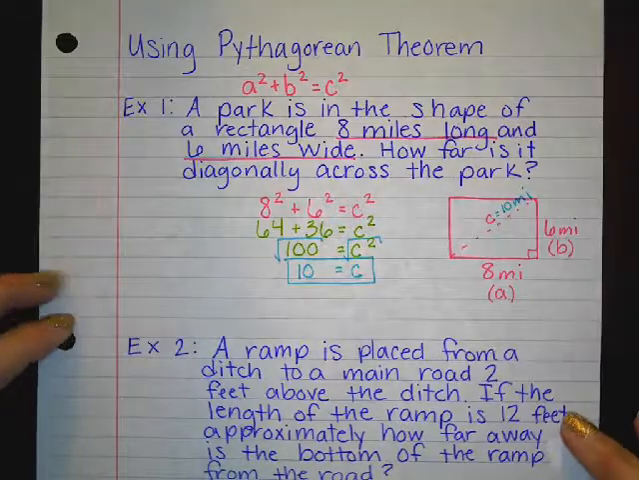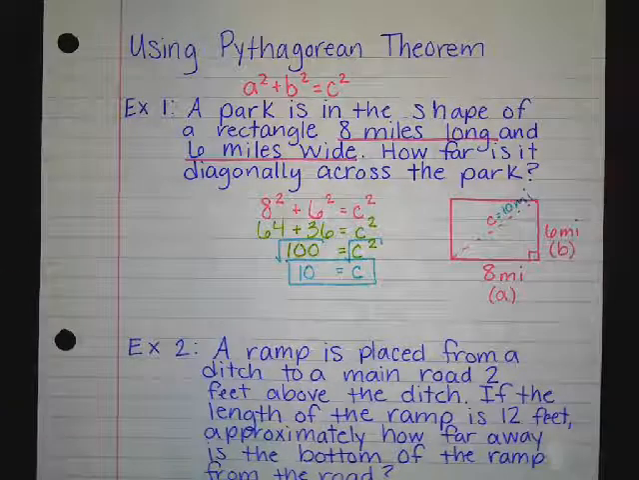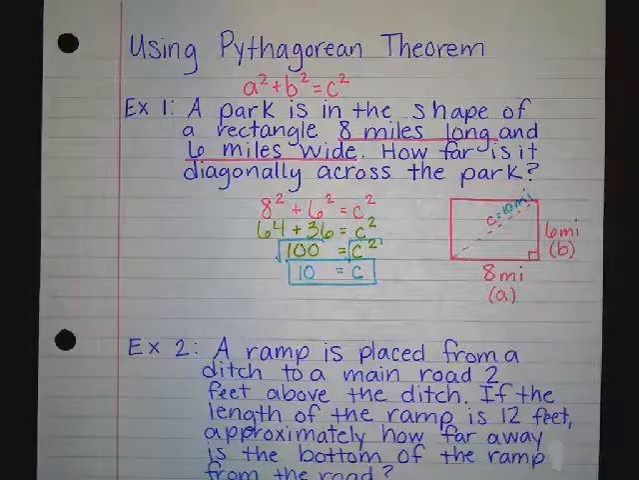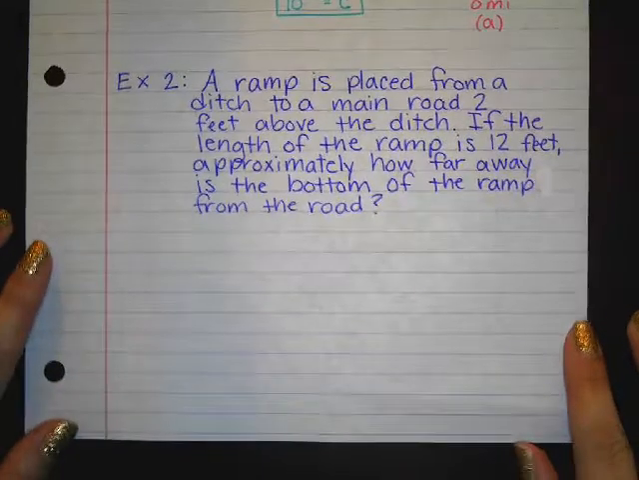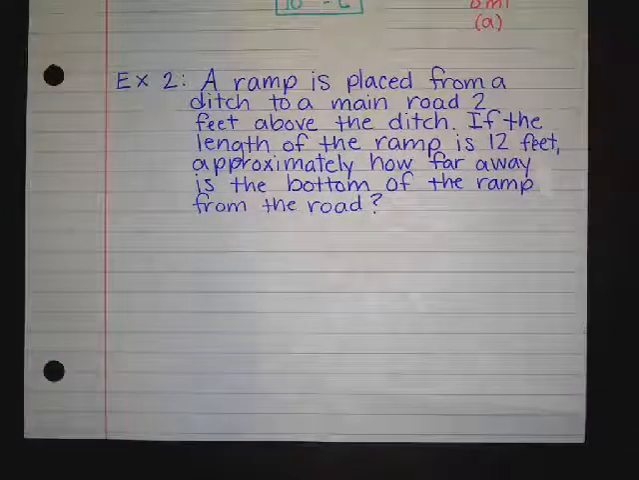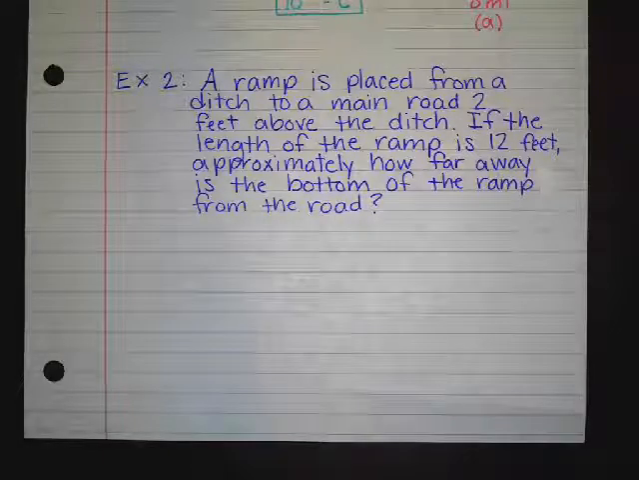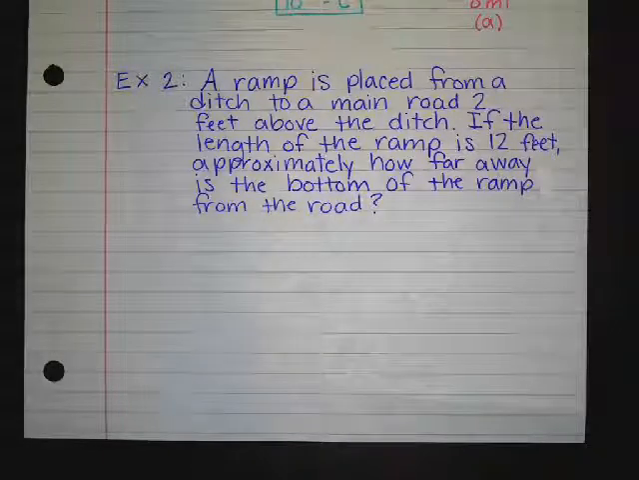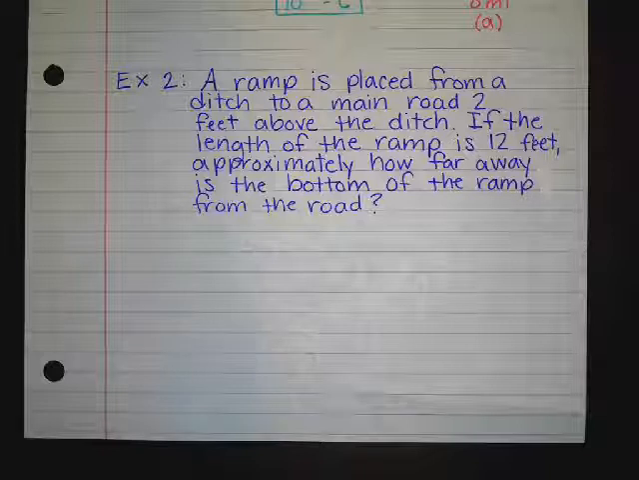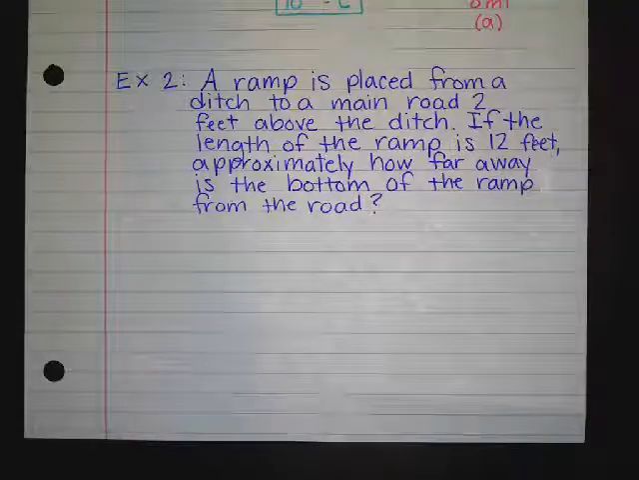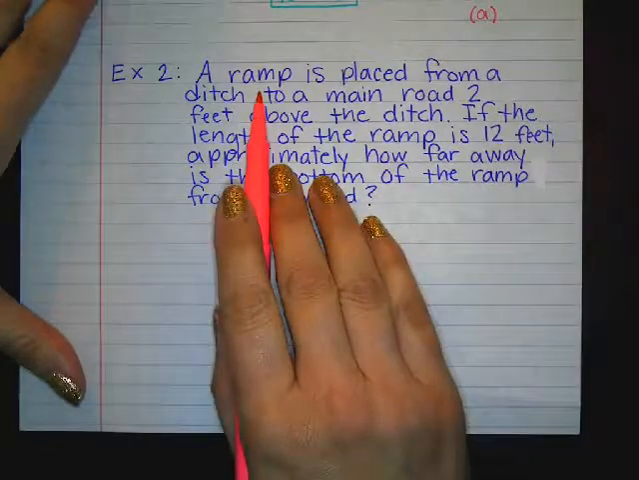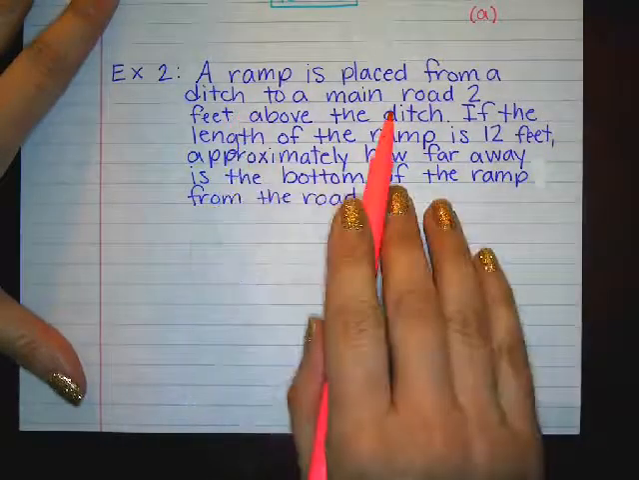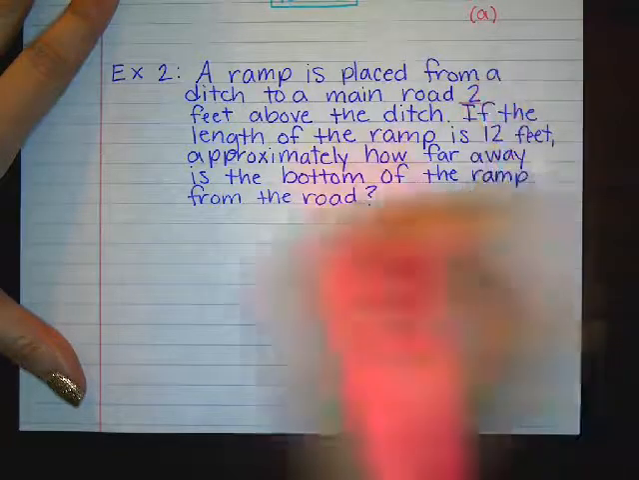Okay, so the process is the same as the problems we were doing yesterday, but this time we just have some word problems. On my second example, a ramp is placed from a ditch to a main road 2 feet above the ditch. If the length of the ramp is 12 feet, approximately how far away is the bottom of the ramp to the road? So again, drawing a diagram is helpful when trying to figure out what is being asked. So we have a ramp. It's placed from a ditch to a main road 2 feet above the ditch.